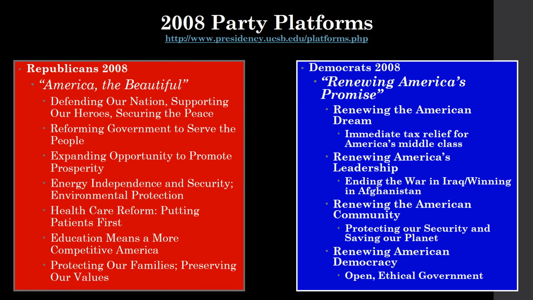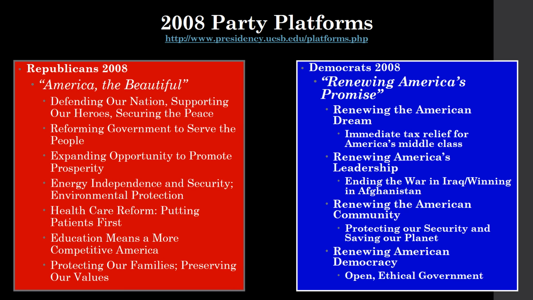In general, parties sometimes want to make their positions somewhat vague so that it sounds like, oh yeah, I support that. Defending our nation, supporting our heroes, securing the peace. Like, who's against that, right? Reforming the government to serve the people. It's like, oh yeah, I kind of actually want a government that doesn't listen to me. Or expanding opportunity. Oh no, I really don't want to have a job. I want to just suffer. I mean, it's just a lot of these things. They're broad platitudes, right?